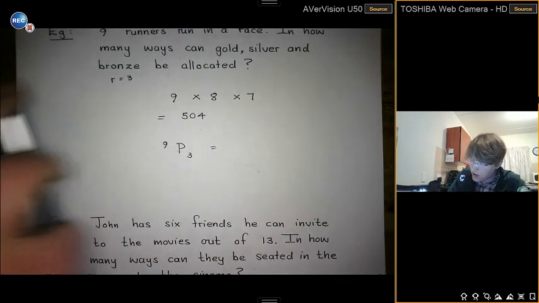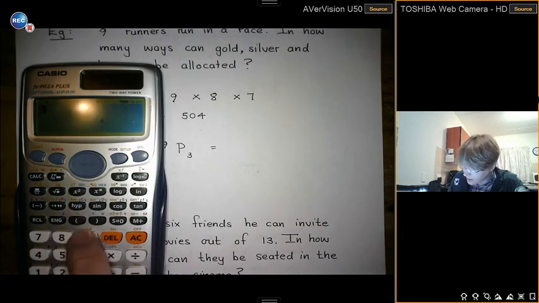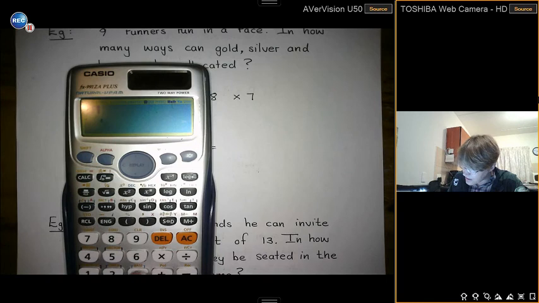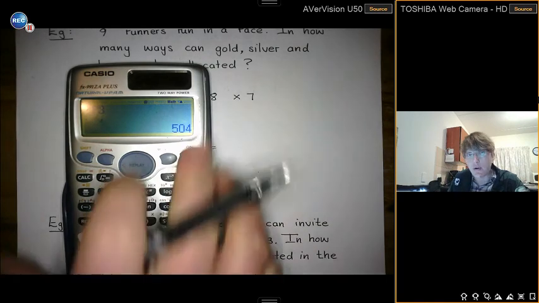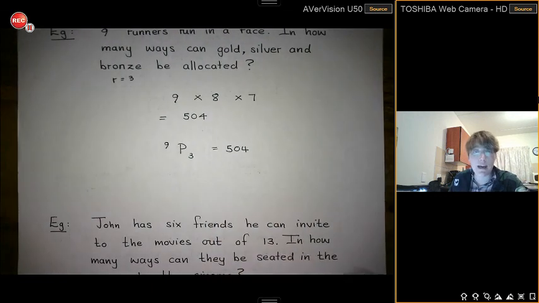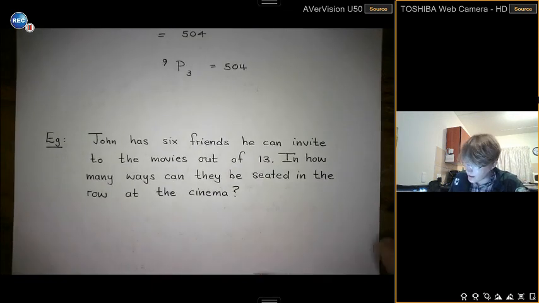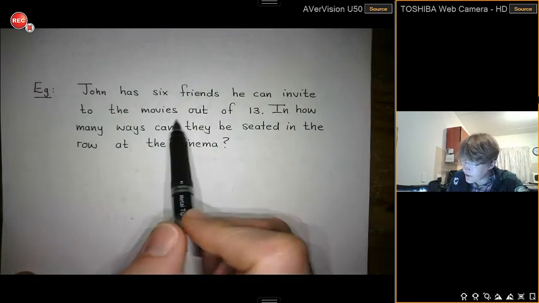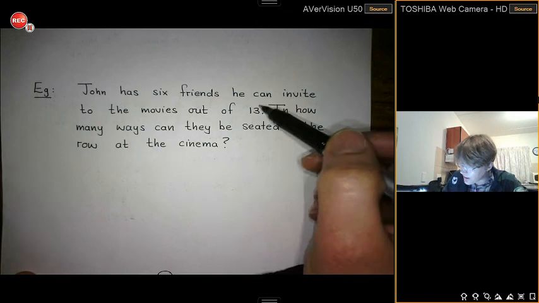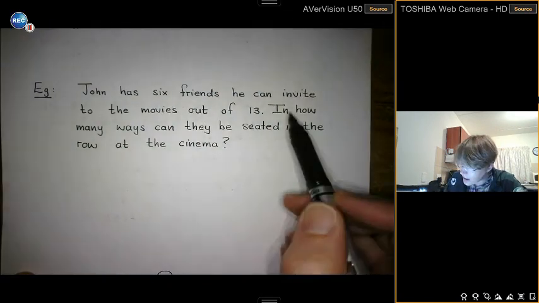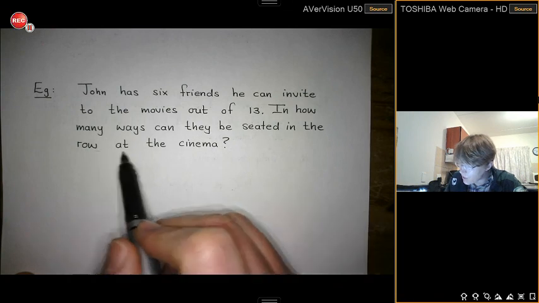And if I type that into my calculator, like I showed you, 9, shift, and then that multiplication button for permutation, you can see the P appears there. And then I'm going to press 3. It also gives me 504. So that's, again, a nice little shortcut to use. Okay, then the last example here. John has 6 friends he can invite to the movies out of 13. So John has 13 friends, but he only has space for 6 friends that he wants to invite to the movies. In how many ways can they be seated in the row at the cinema?